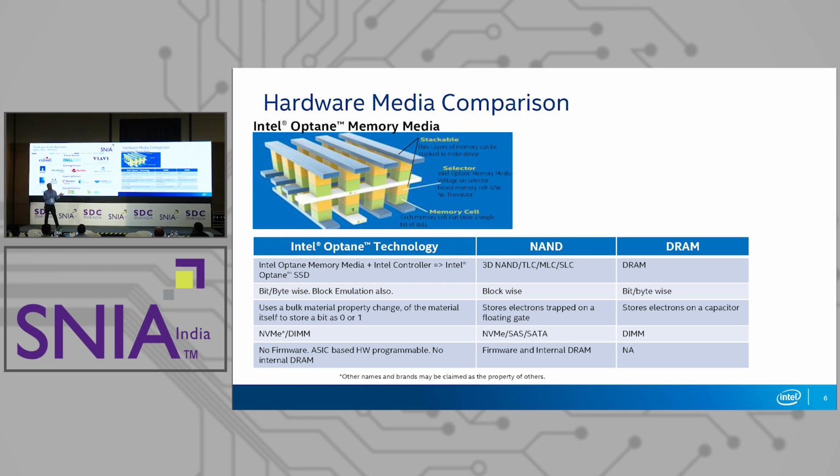The material itself changes based on whatever the voltage levels coming in between those crossovers. It will change the property of the material itself to store the data, as compared to a floating gate approach in the NAND or the capacitive approach in the DRAMs.